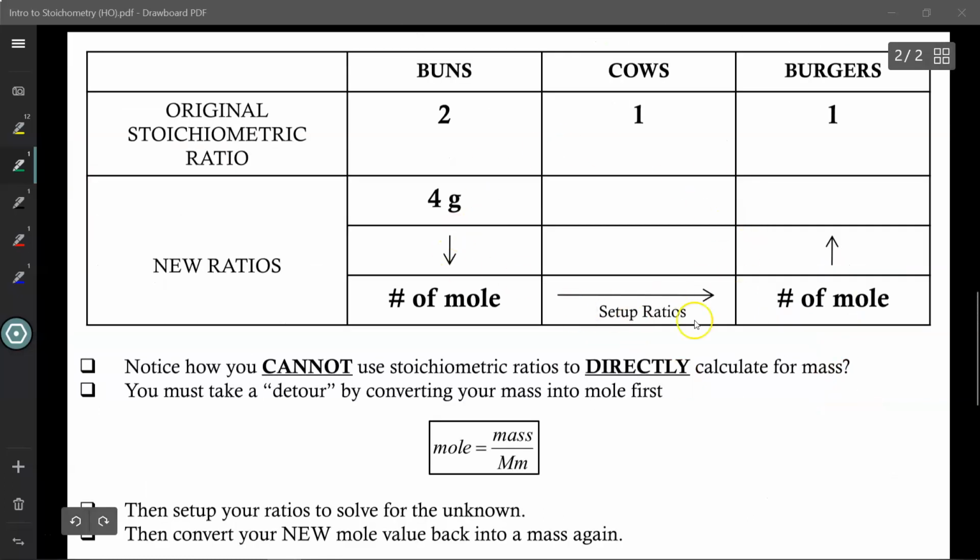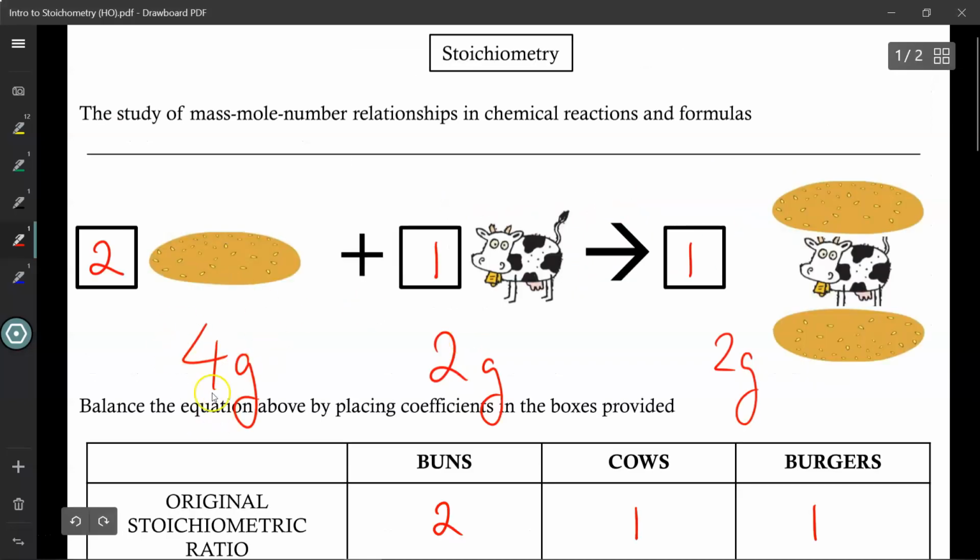Now let's take a look at this new situation. If I have 4 grams of buns, how many grams of cows do I need and how many grams of burgers do I create? Well, if you use the original stoichiometric ratios, you would get a 2 to 1 to 1 ratio, so this one must also be 2 to 1 to 1, where it's going to be half as many cows and half as many burgers. But there's a problem. This doesn't make sense. How can you have 4 grams of buns with 2 grams of cows, but only make 2 grams worth of burgers? Shouldn't it be 6 grams?